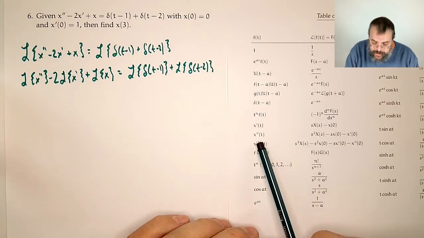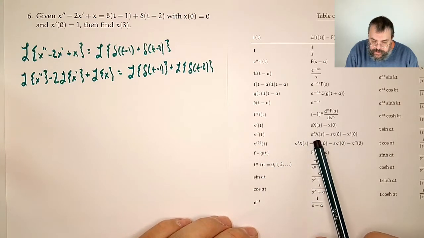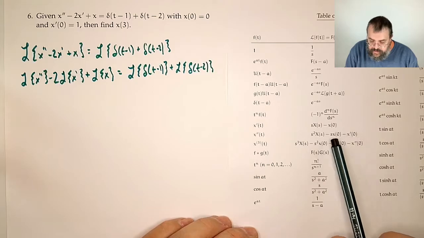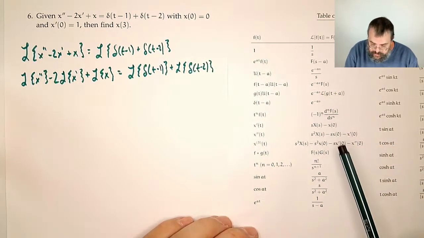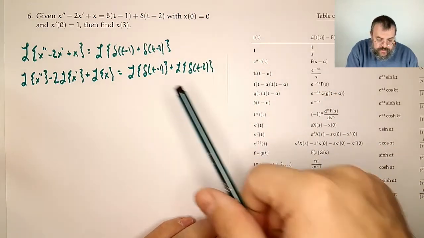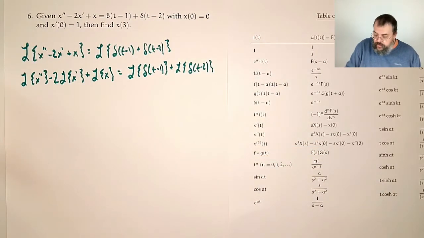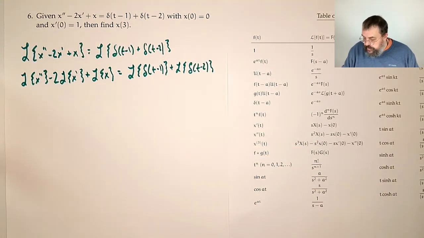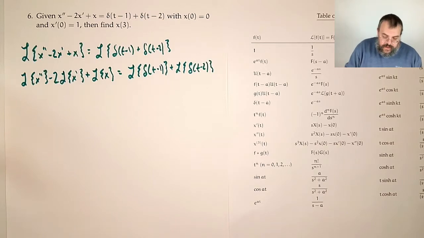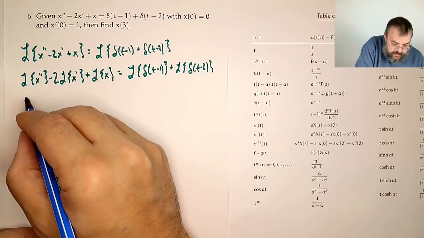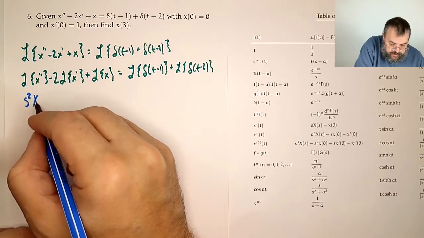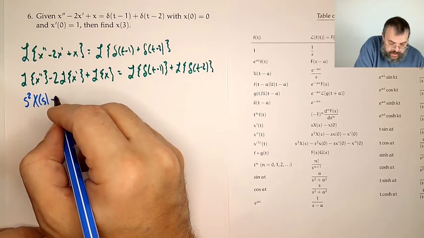So for x double prime, it would be s squared X of s minus s times x of 0, but x of 0 is 0, and minus x prime of 0, which is 1. So the first term is going to be s squared X of s minus 1.